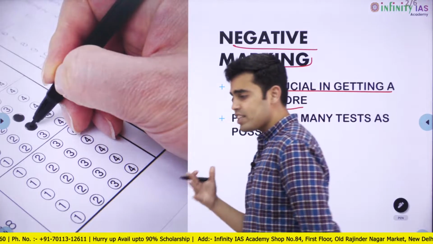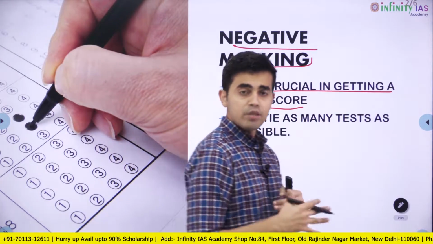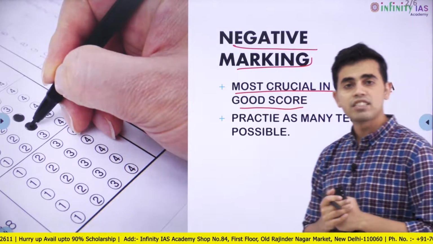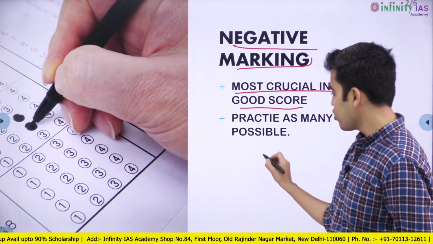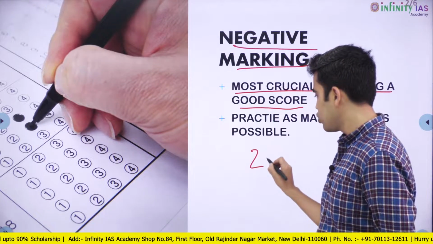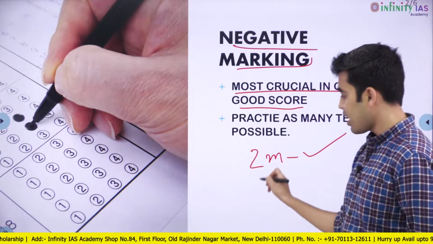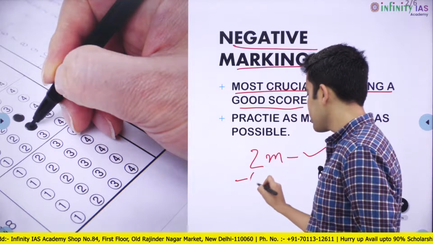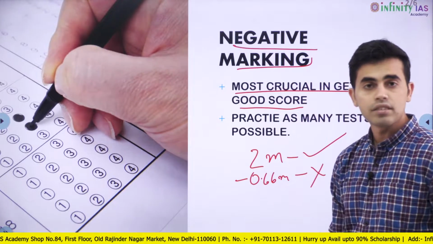We all know that we need to attempt a certain number of questions to have that balance between the positive and the negative marks that we get in the examination to get the best possible score. We know that we are given 2 marks for every right answer in the exam, and 1/3 of this is cut for every wrong answer, which is approximately 0.66 marks for every wrong answer.